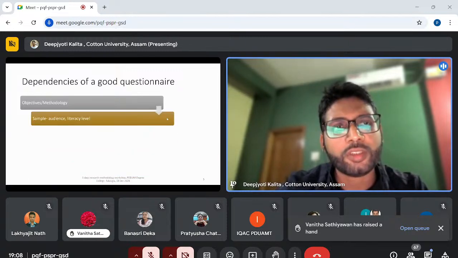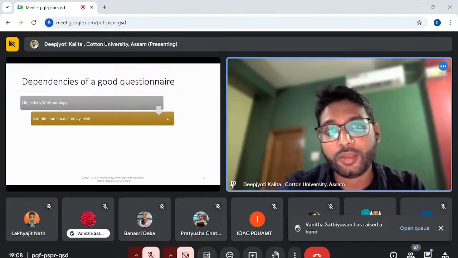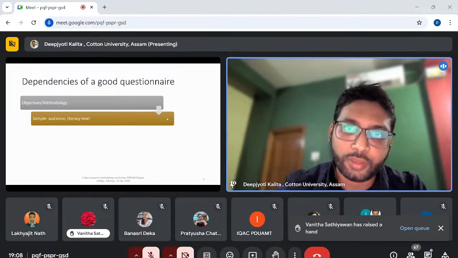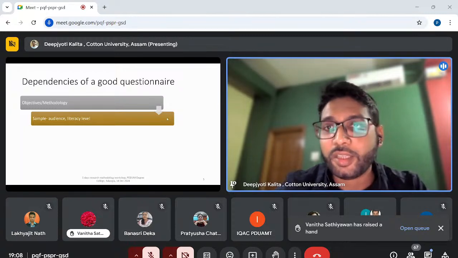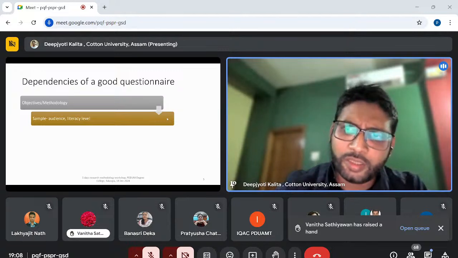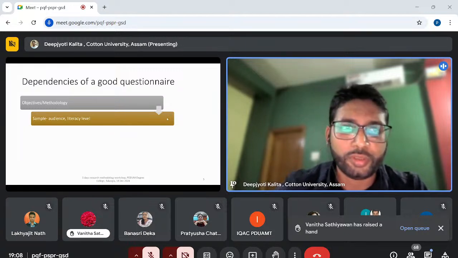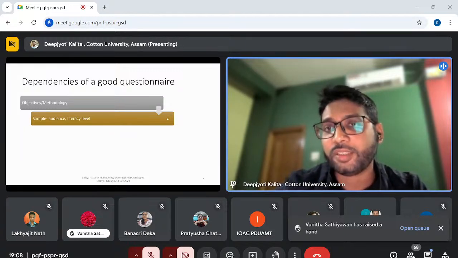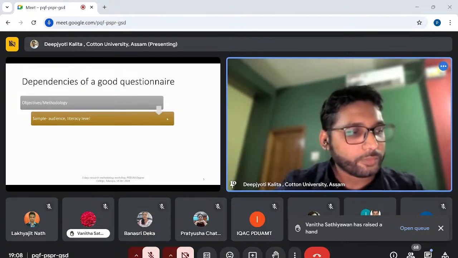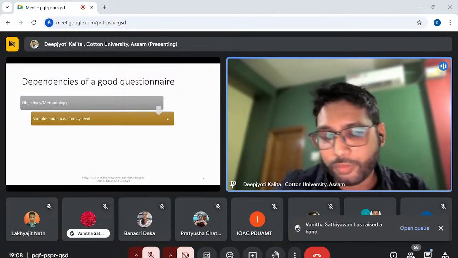The second point that follows after objectives and methodology is who will be your respondents. That means your sample. That is, what is the audience of your sample who is going to give response to the questionnaire? Are they really literate? What is their age? What is their level of understanding of the subject? These characteristics of the sample will always be there, targeting whom you are going to frame your questionnaire, and we have already discussed the various sampling techniques and sampling methods. So this is a key part of designing a good questionnaire.